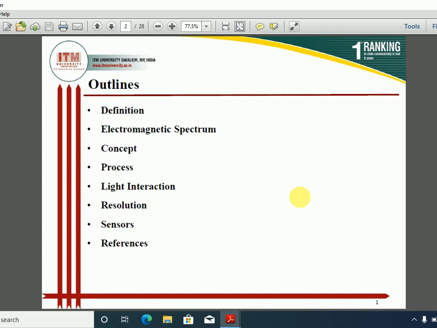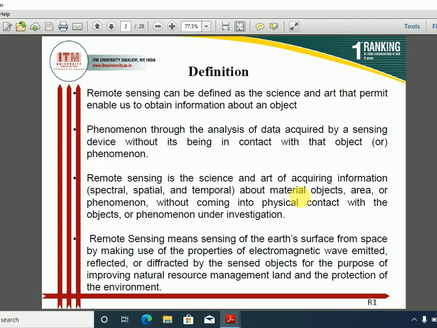In today's lecture, we will study what is remote sensing, what is the electromagnetic spectrum, what are the basic concepts related to remote sensing, the process of remote sensing, how the light interacts when light rays enter the earth surface or strike the earth surface and return back to the atmosphere or space, what types of resolutions are present, and which types of sensors are used in the remote sensing technique. That is all about today's lecture.